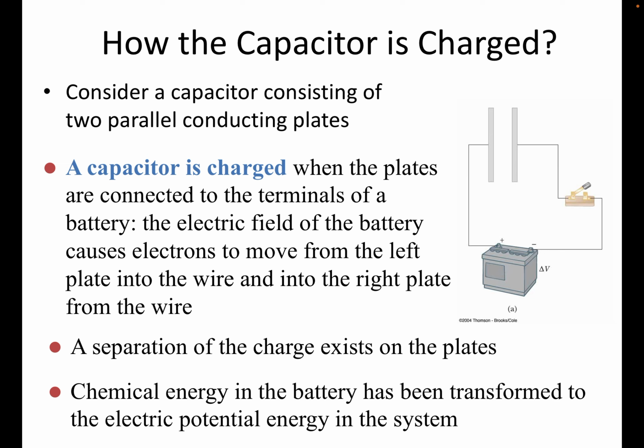A capacitor is charged by connecting its plates to a battery. The battery acts like an electron pump, moving electrons from one plate to the other. This creates a separation of charge on the plates. In this process, the chemical energy from the battery is converted into electric potential energy stored in the capacitor.